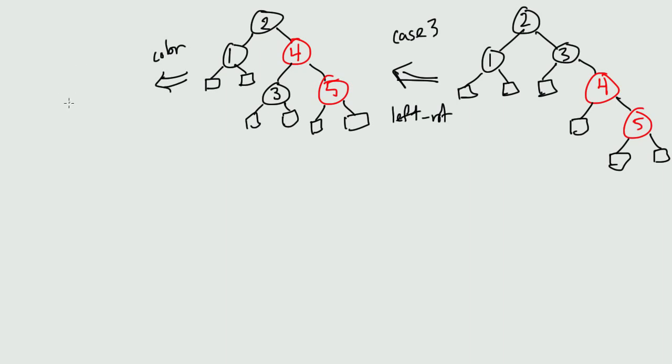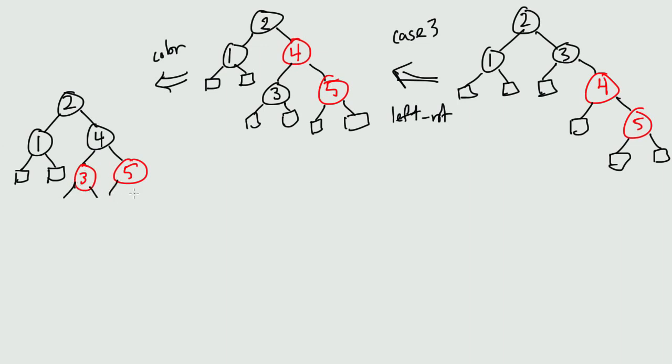So we have a 2 still. 1. I know this takes a while, but it's good to do this. So we've got 4, and 3 is going to change to red, and 5 is also still red. And then we've got all of our nil nodes down here. Okay, so we're good there.